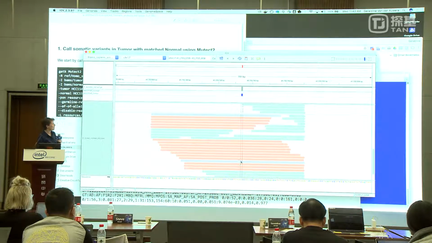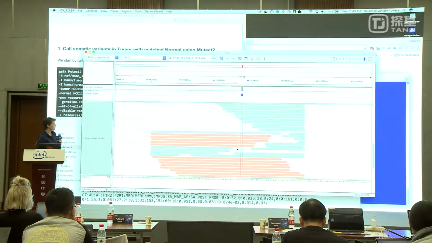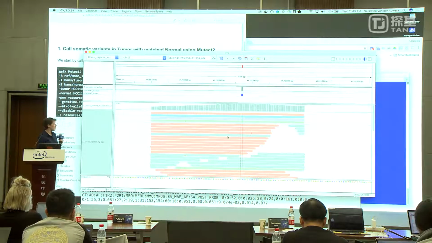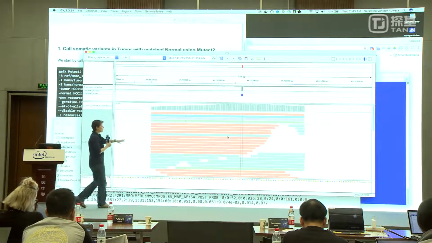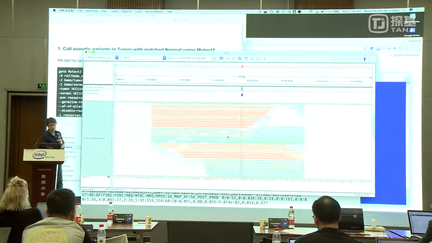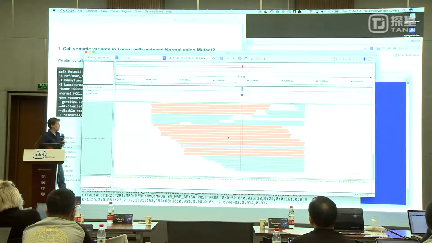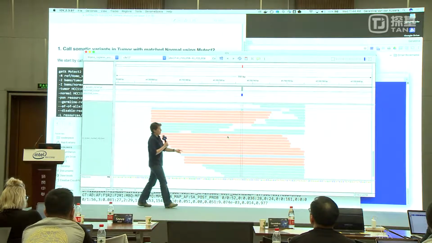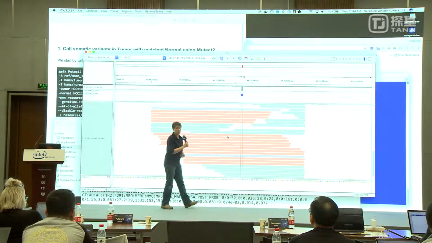for this variant. So out of all the reads that I have, all my normals are reference, but of my tumor reads, 2 of them have this allele. So this is pretty flimsy, right? I only have 2 reads out of all that.